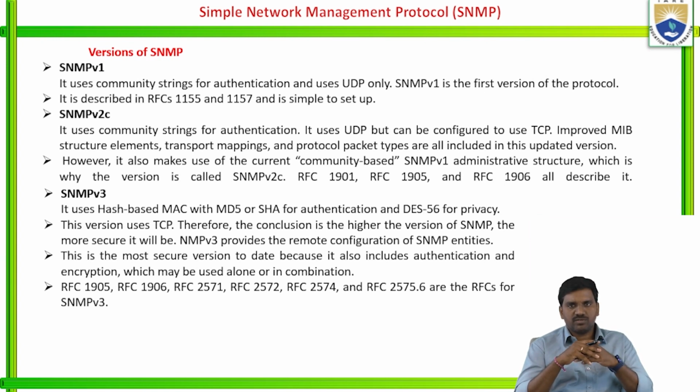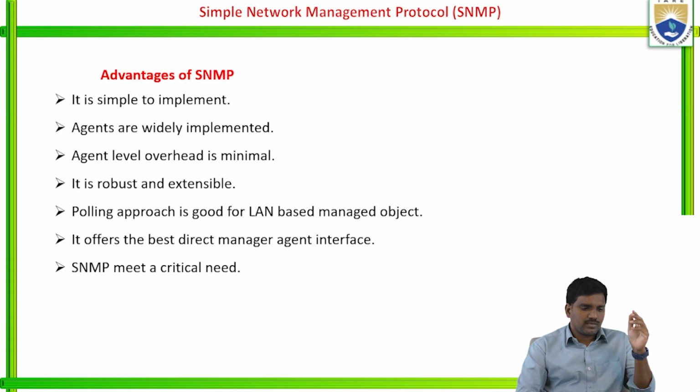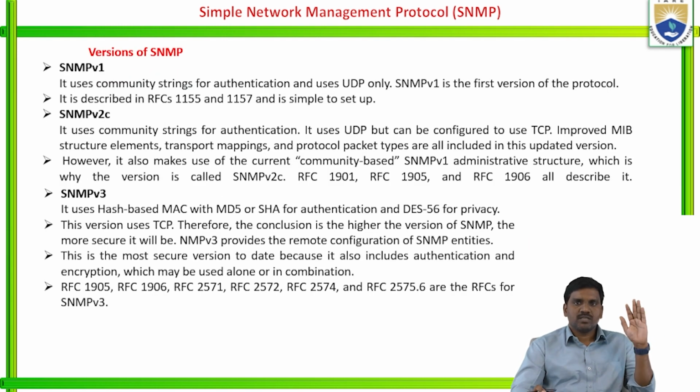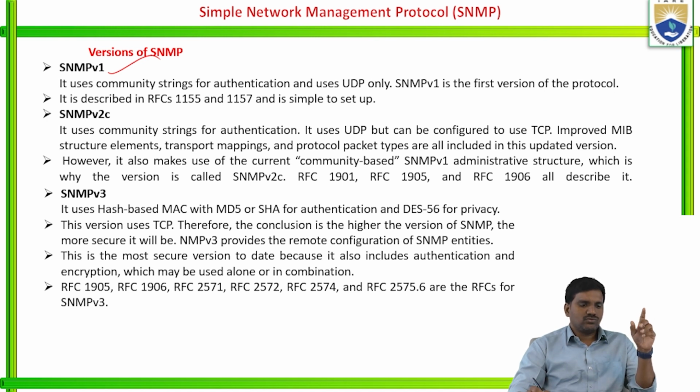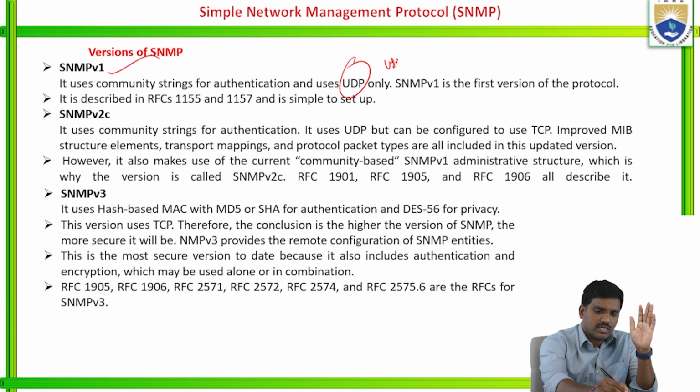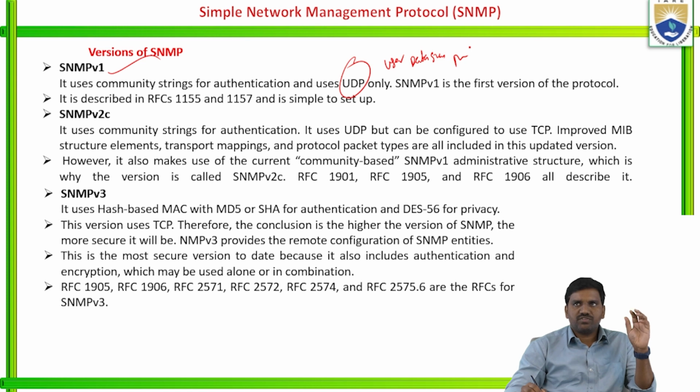We have different versions of simple network management protocol: SNMP V1, SNMP V2, V2C, SNMP V3. What are the different versions? They are different upgrades from V1 to V2, V2 to V3, like that. The first version, SNMP V1, uses community strings for authentication and uses UDP, user datagram protocol only. SNMP V1 is the first version of the protocol.